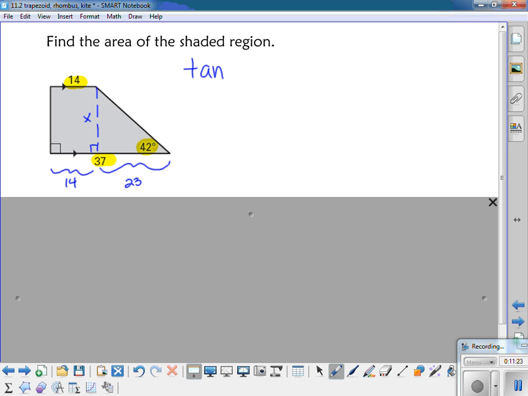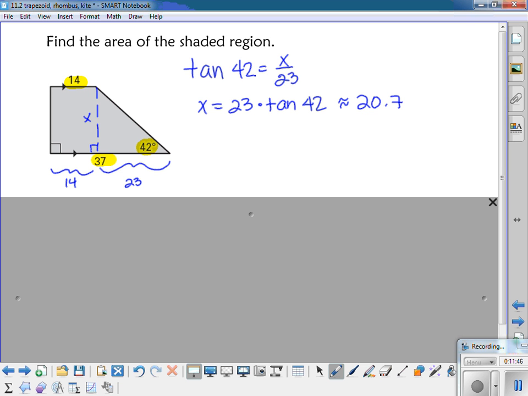So the tangent of 42 is equal to the opposite over adjacent, so x over 23. I multiply both sides by 23, and I get that x is equal to 23 times the tangent of 42. And if you put that into your calculator, you should get approximately 20.7.